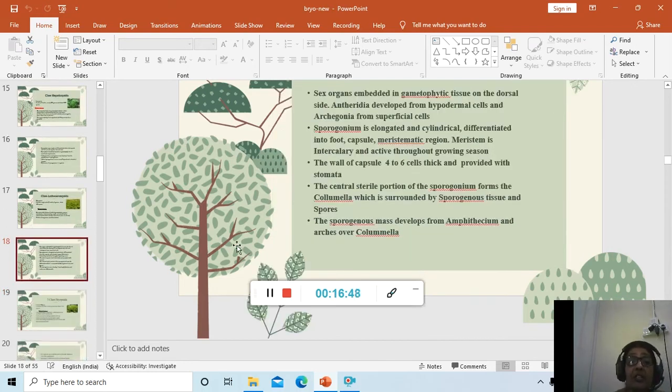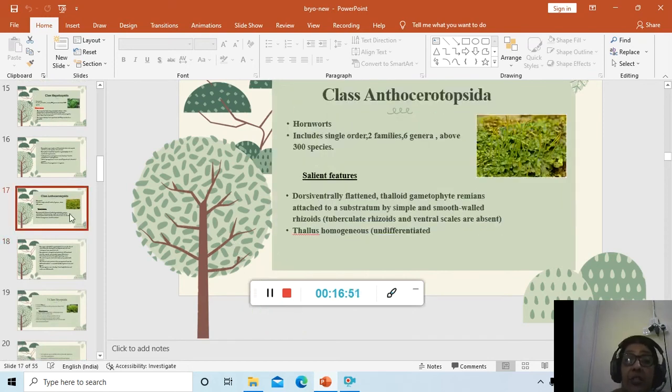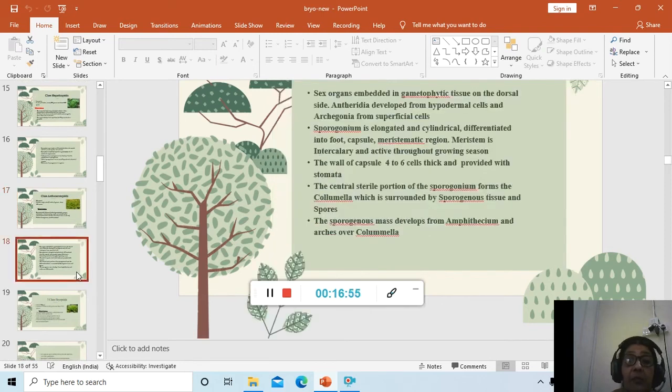Then sex organs in the Anthoceropsida are embedded in the gametophytic tissue on the dorsal side, and the antheridia develop from hypodermal cells and archegonia from superficial cells. And the sporogonium is elongated and cylindrical. It is differentiated into foot, seta, and capsule. And there is a meristematic region also. That meristematic region is intercalary in position, and is active throughout the growing season.